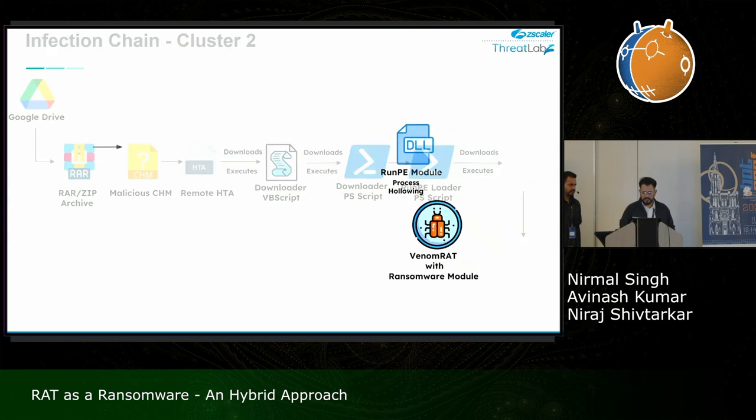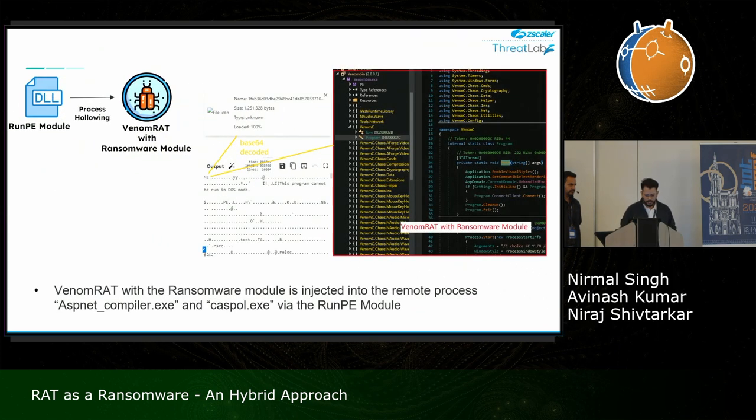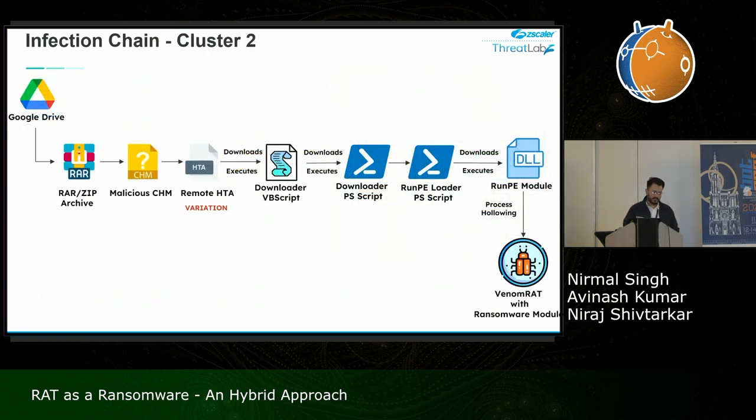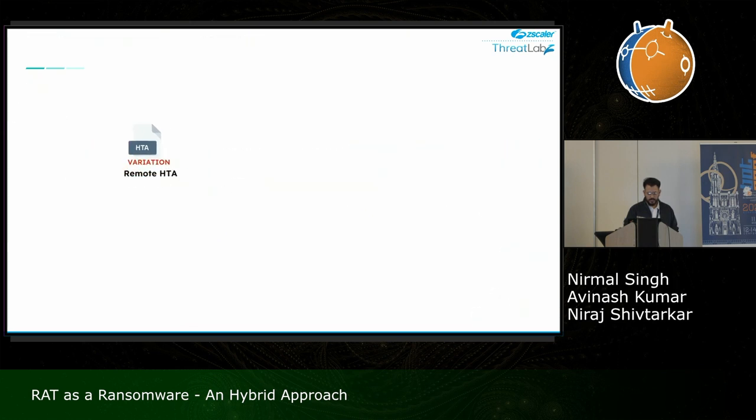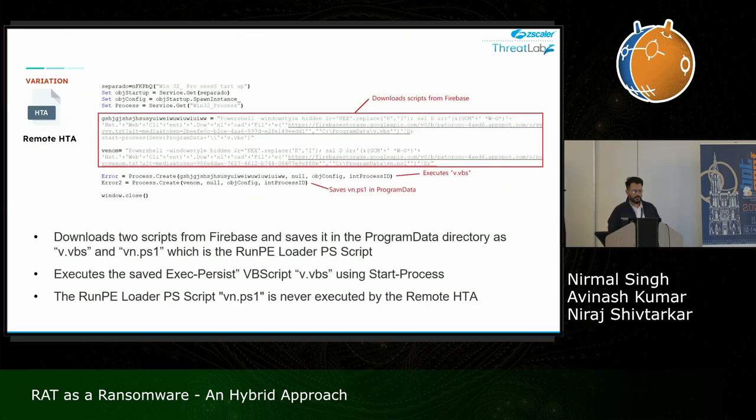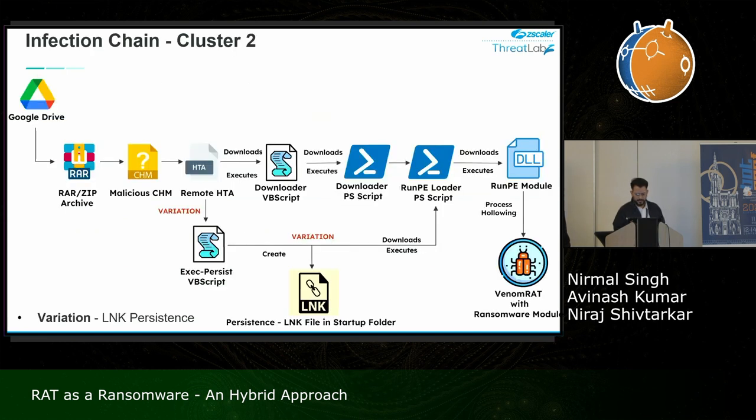This RunPE module is quite similar to process hollowing, where the RunPE module downloads and executes the final payload while injecting it into a remote process, ASP.NET_compiler.exe, and another process is caspol.exe. In cluster two, we have seen another variation wherein the remote HTA downloads two different files, all from Firebase itself. One is the VB script, another is the PS file, that is the RunPE loader PowerShell script, and that RunPE loader PowerShell script will execute the final payload.